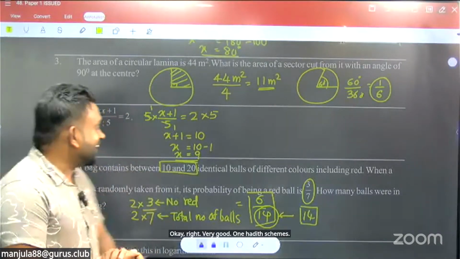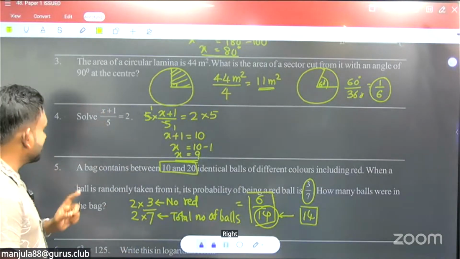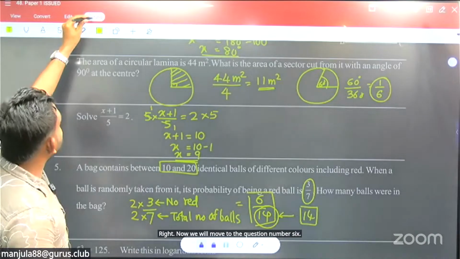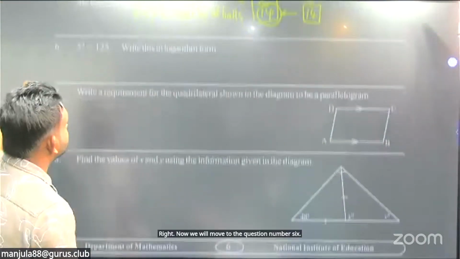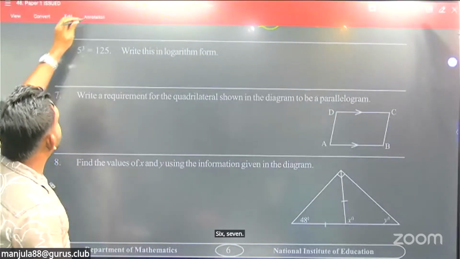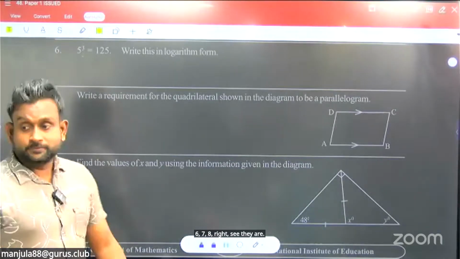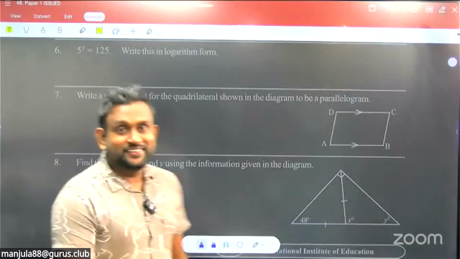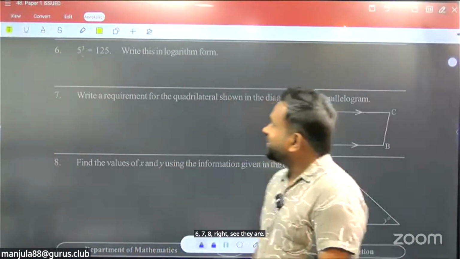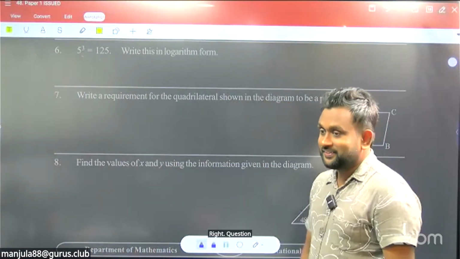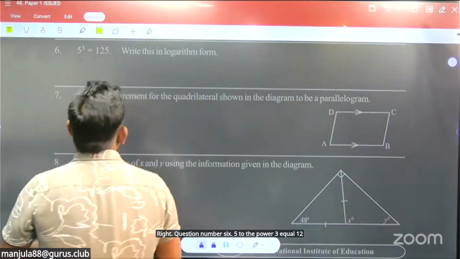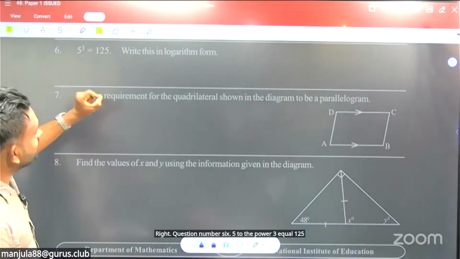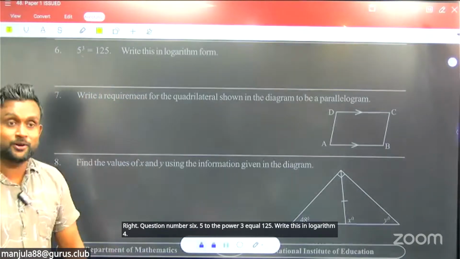Now we will move to question number 6. Question number 6: 5 to the power 3 equals 125. Write this in logarithm form.